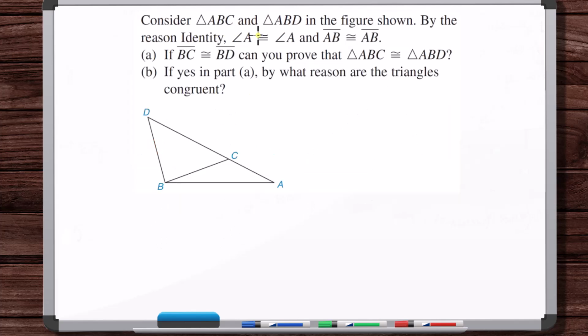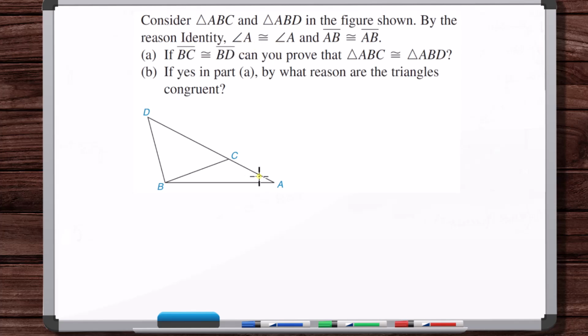Consider triangle ABC and triangle ABD in the figure shown. By the reflexive identity, angle A is congruent to angle A and segment AB is congruent to segment AB. Yeah, so it's by reflexive identity because they're the same angle and side. So for both of these triangles, angle A is the same angle. So it's that reflexive property or identity.